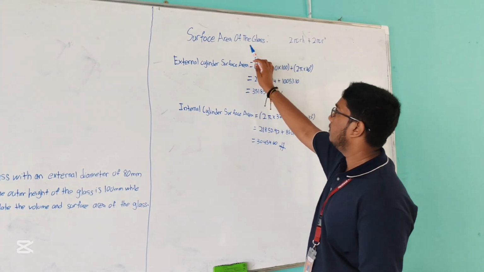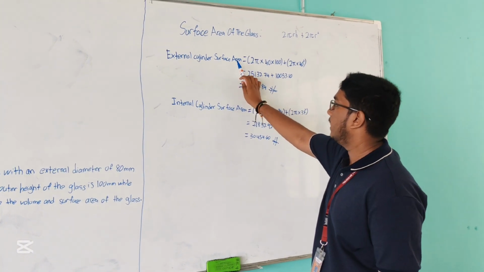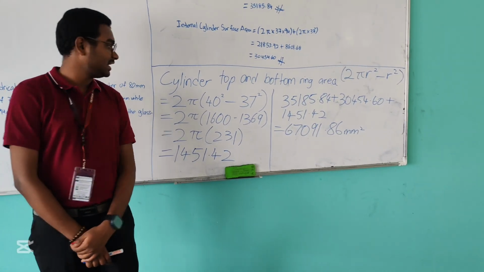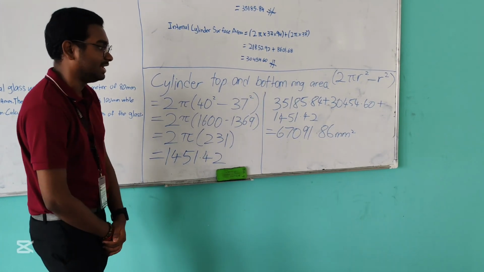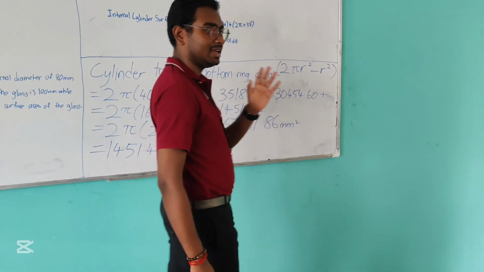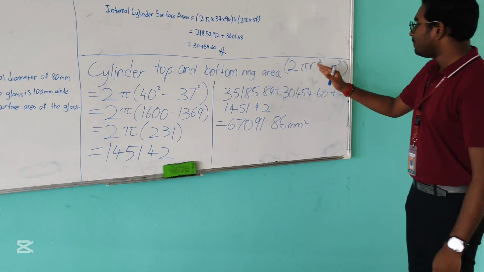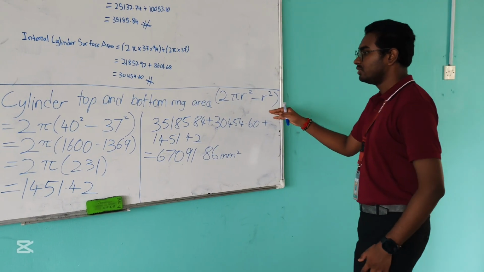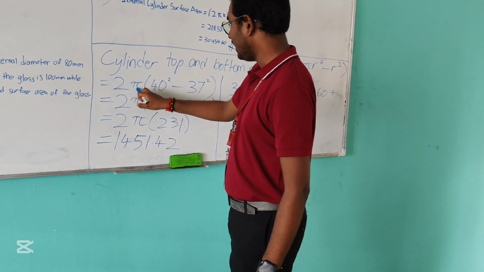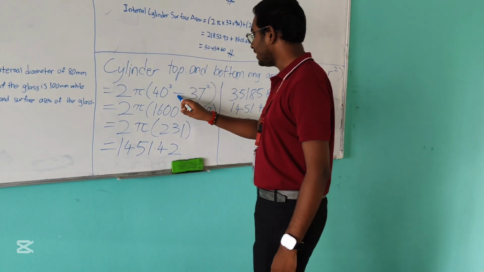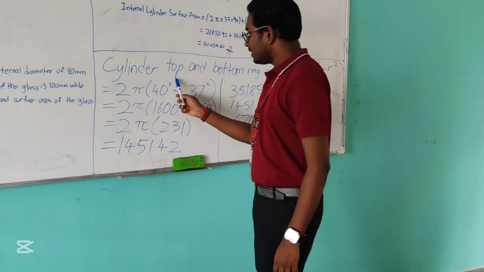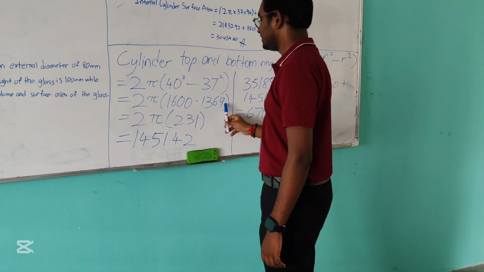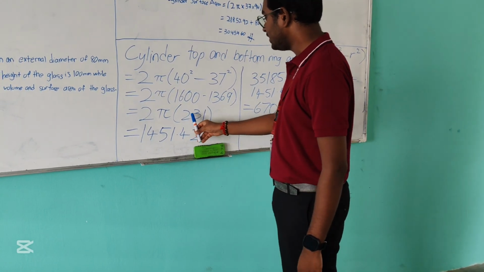So the surface area of the glass will be the external cylinder surface area plus the internal cylinder surface area, and we also have to find the cylinder top and bottom ring area. To get the cylinder top and bottom ring area, we use this formula: 2 pi times external radius square minus internal radius square. So 2 pi in bracket 40 square minus 37 square. 40 square gives 1600, 37 square gives 1369. If you subtract both of them, you get 231.